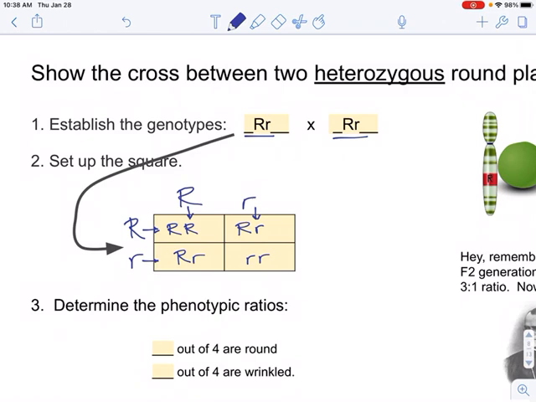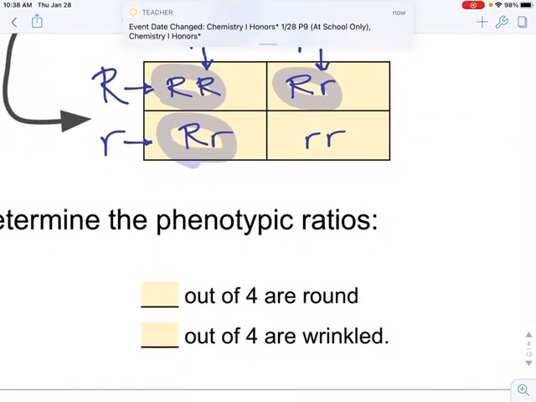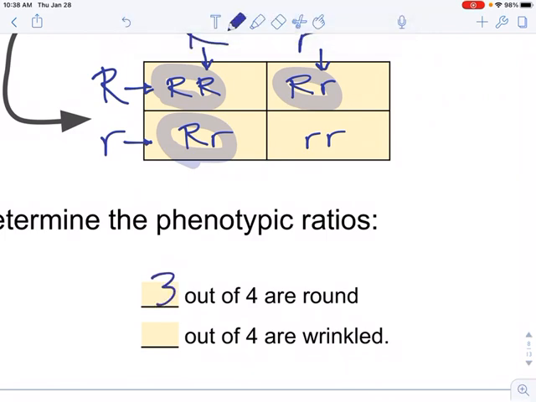So now, how many out of 4 would be round? Look for the dominant alleles. This box has 2 dominant alleles, so it would be round. This box has 1, so it would be round. This box has 1, so it would be round. But the last box doesn't have a dominant allele, so only 3 out of 4 of these would be expected to be round. 1 out of 4 would be wrinkled.